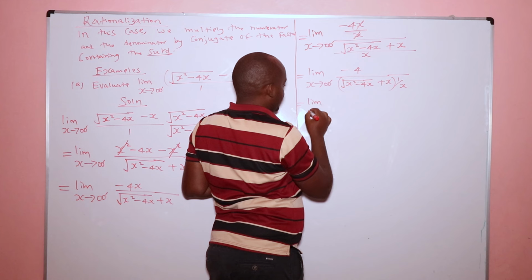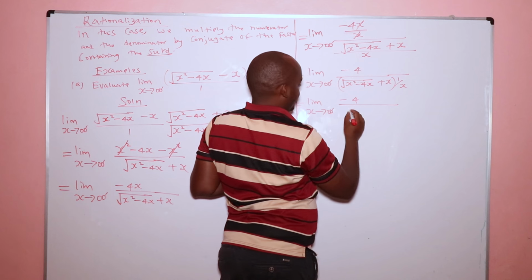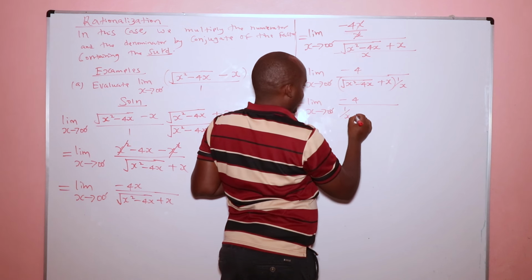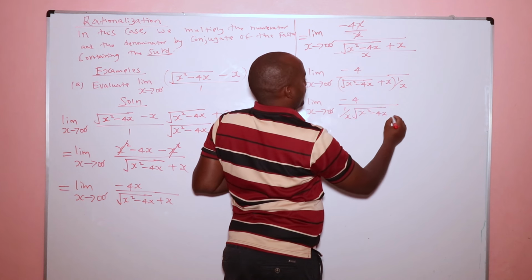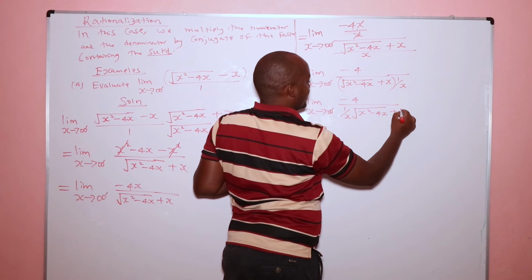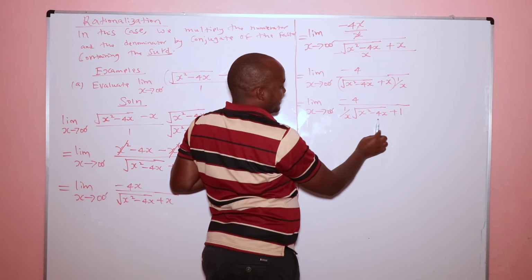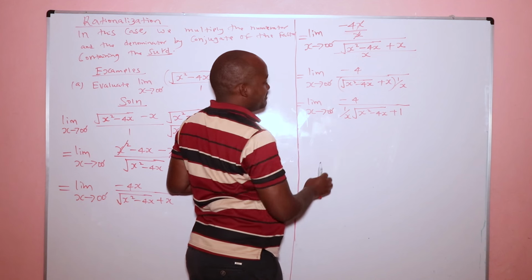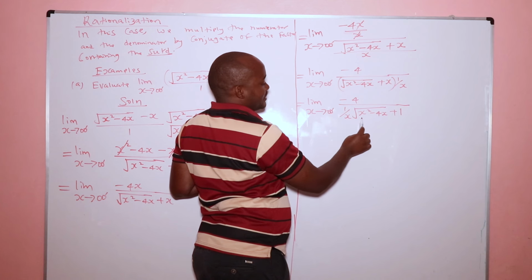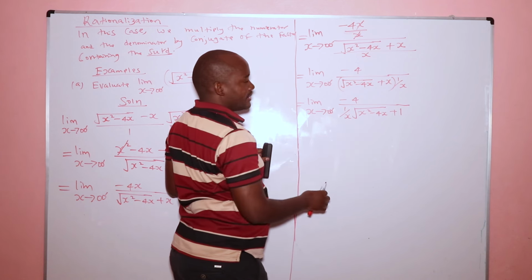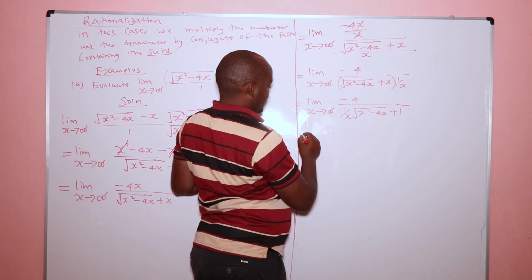So that we are left with the limit as x approaches infinity of negative 4 divided by, this multiplied by this, you get 1 over x times root x squared minus 4x, plus, this multiplied by this, you get 1. So that is it. The other thing is to simplify this further. That is, you bring this 1 over x under the root sign. For you to be able to bring this under the root sign, you have to square it. That is 1 over x, you square it. Then you multiply with what we have under the root sign here. And this is done as follows.